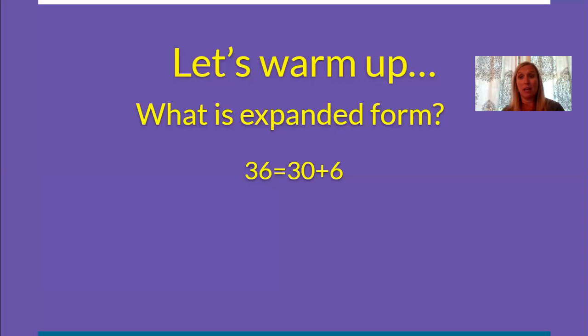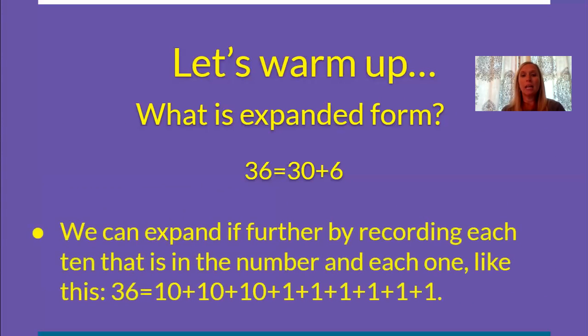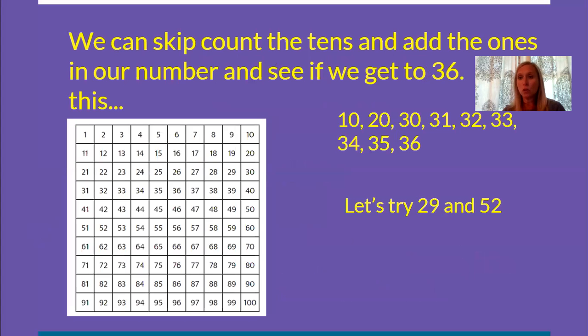But there's even another way that we can expand that number. We can expand it further by recording each 10 that is in the number. For example, 36 is equal to 10 plus 10 plus 10, which is 30, plus 1 plus 1 plus 1 plus 1 plus 1, which is 36. All right, so we are going to use our 100 chart to help us skip count the tens and add the ones in our number to see if we actually get 36.